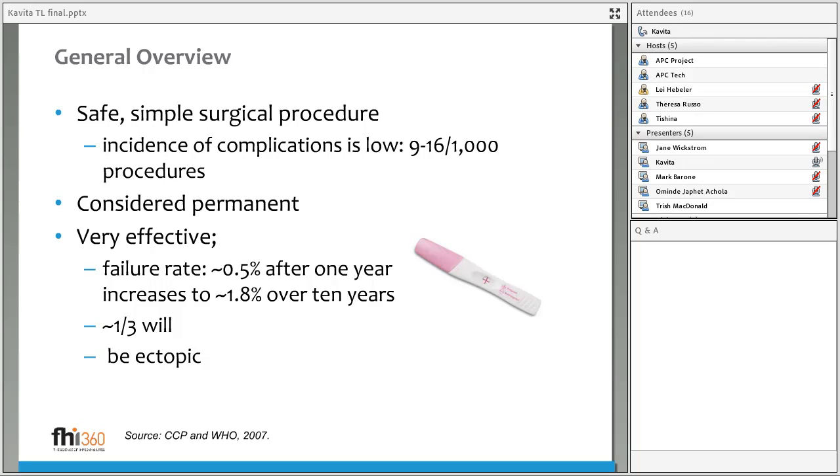And that's because although the tubes are separated and occluded, sometimes they can grow back together and join. In those cases, about 1/3 of the pregnancies will be ectopic or outside the uterus, usually in the tube, which is now malformed.